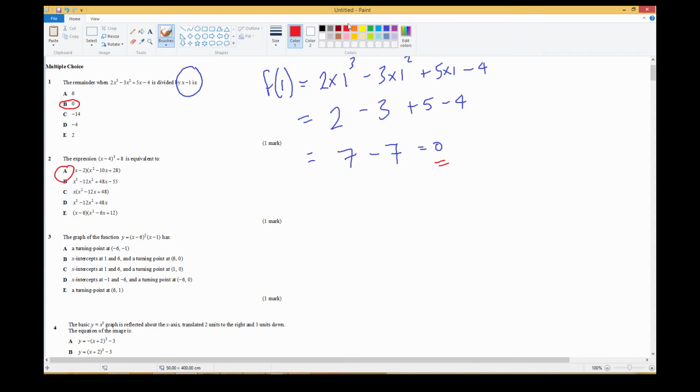So the best response here is intercepts at 1 and 6. It touches 6. It does intersect at 1. It touches at 6, but there's still intercepts. And it has a turning point of 6 and 0. So that's our response here, Response B.